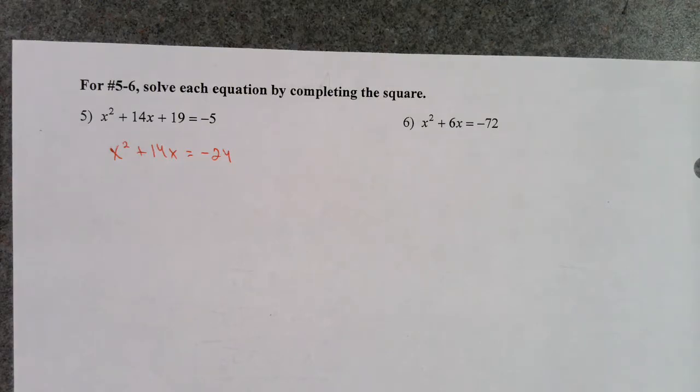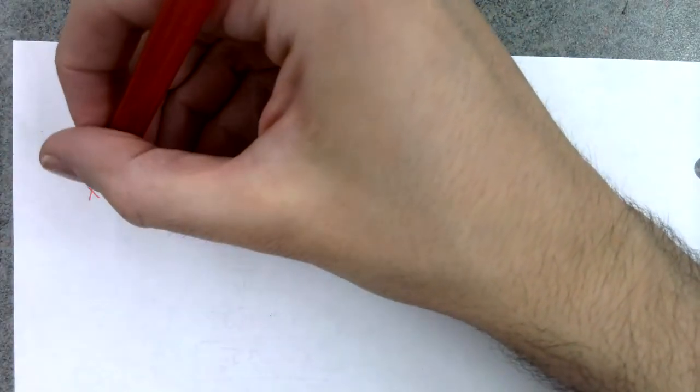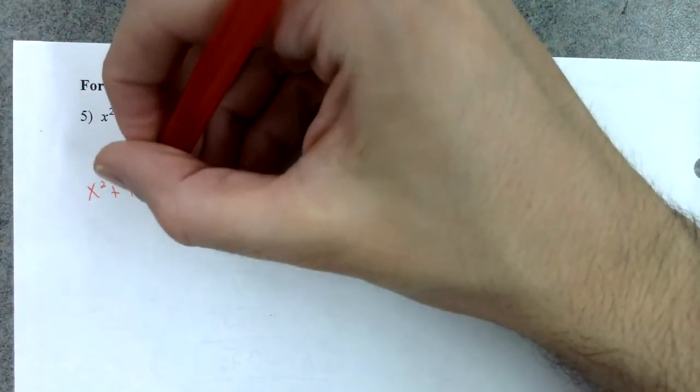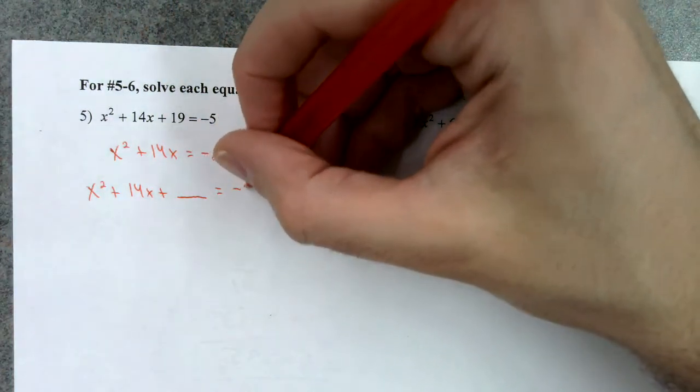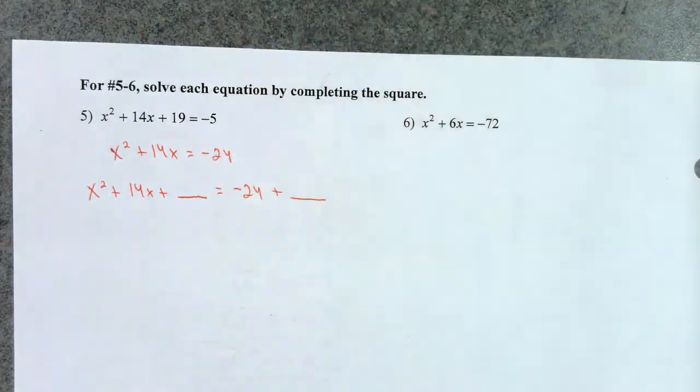Next, I'm going to complete the square. So I'm going to do this. On the left, x squared plus 14x plus blank equals, on the right, negative 24 plus blank.